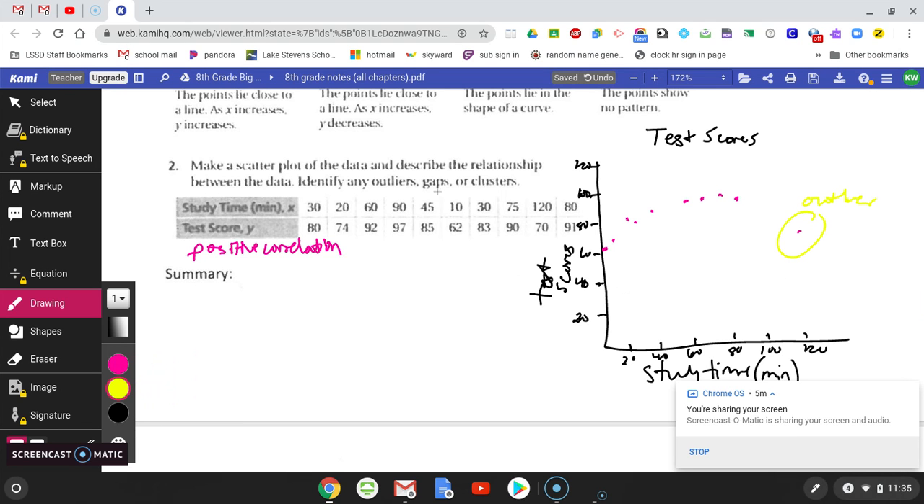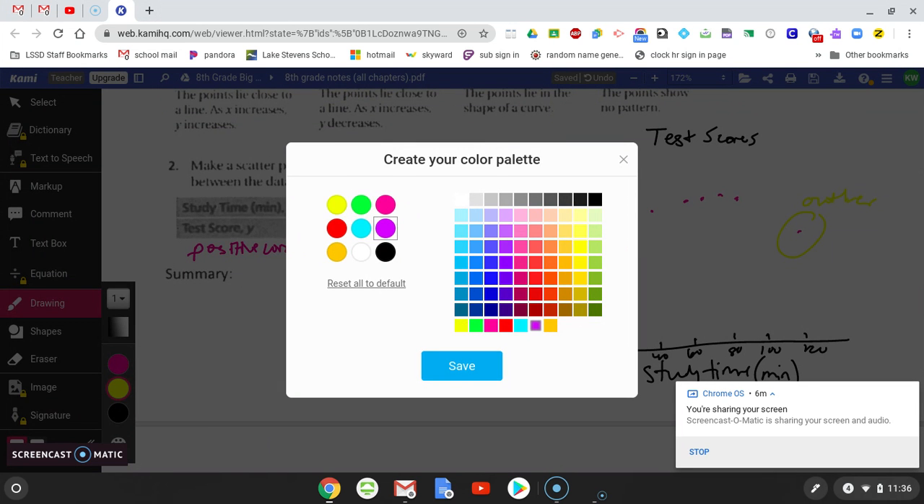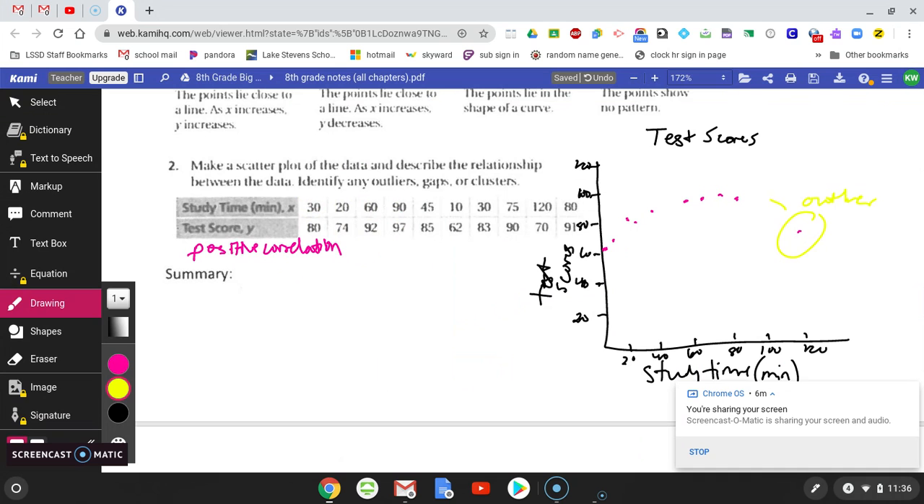Okay, any gaps. So we can see that we've got a gap kind of in this area here. There's no real data points in that area, but then there continues to be more out this way. And any clusters. You can see there's kind of a cluster here, maybe a little bit of a cluster here. So we could label this part here as a cluster. A cluster is where there's a group of them kind of together. We could probably say there's another little cluster here.